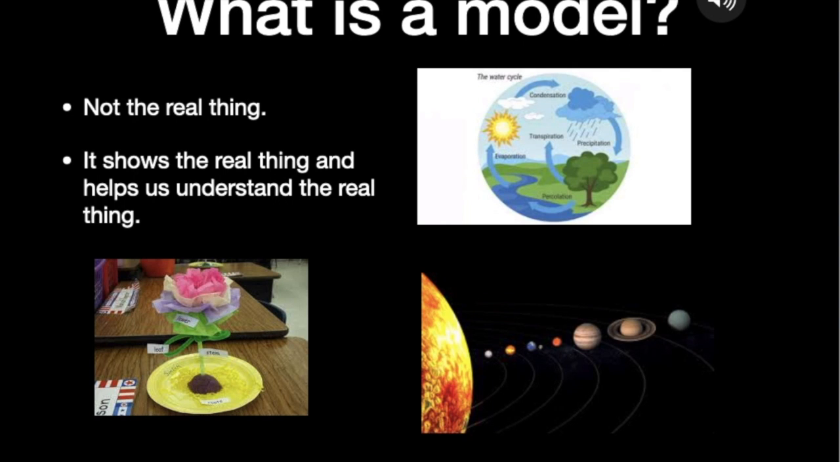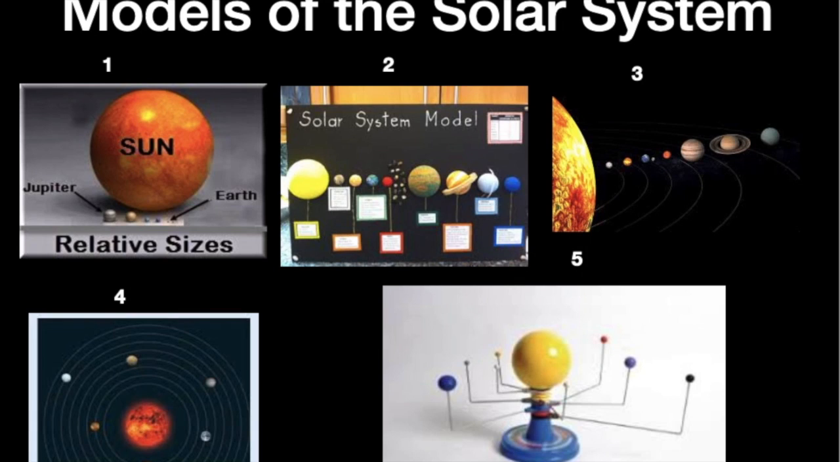What is a model? A model is not the real thing. It shows the real thing and helps us understand the real thing. So this flower is what most people think of as a model in science class. But pictures are also models. They show us the real thing without having it there. We could never fit the whole solar system in a classroom, so we have to have models of it. And there are many models of the solar system, all with different features.